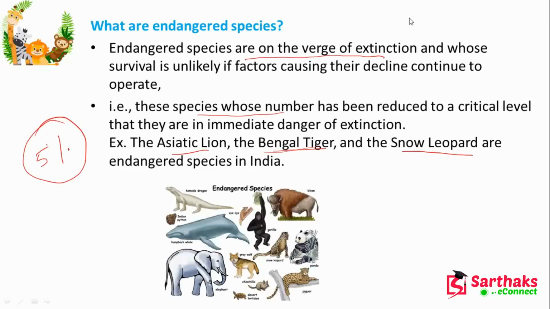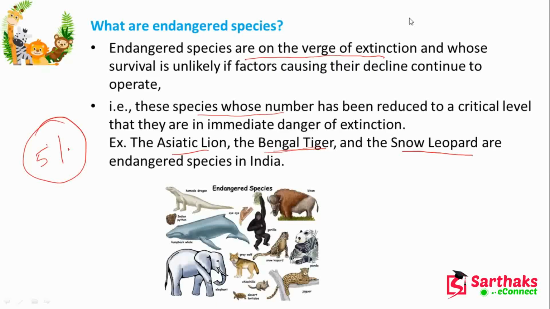First is critically endangered, called CR. Next is endangered, denoted by EN. And another is vulnerable species. These are species whose number has been reduced to a critical level, and immediately we have to take action. So by the laws also they are taking care of these things.